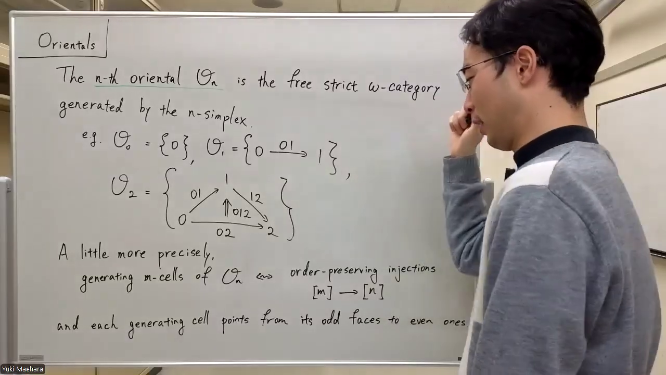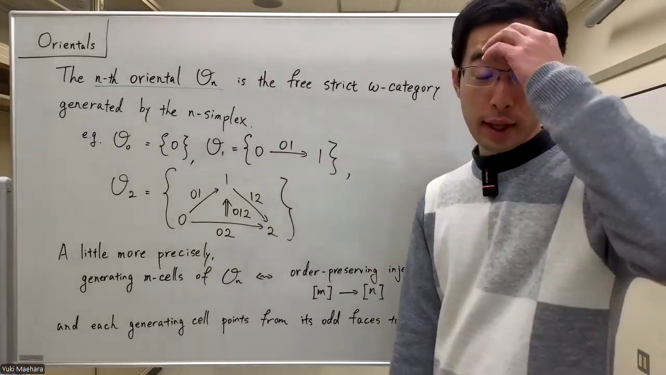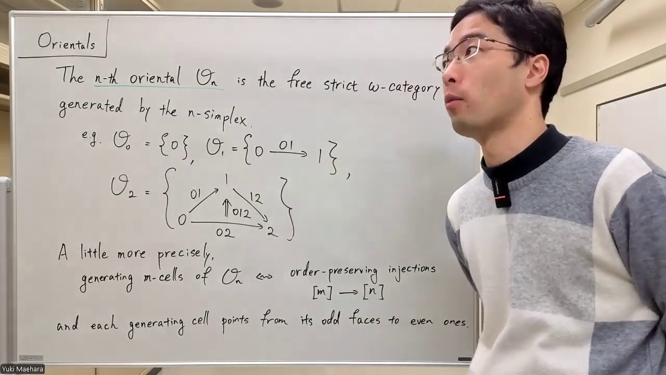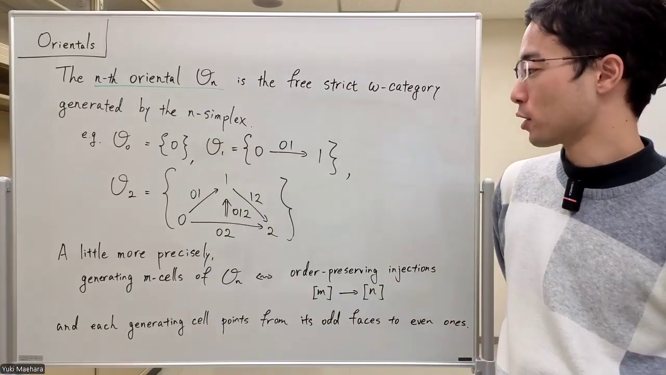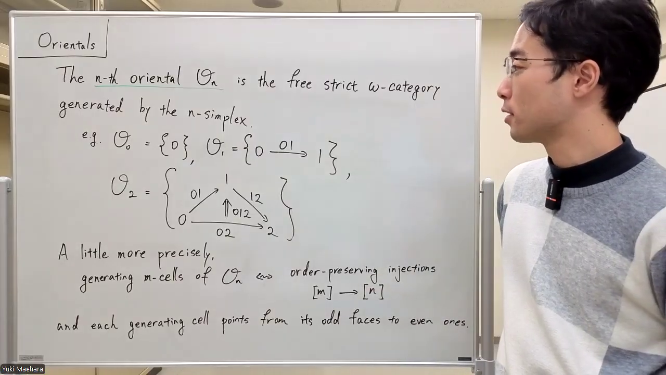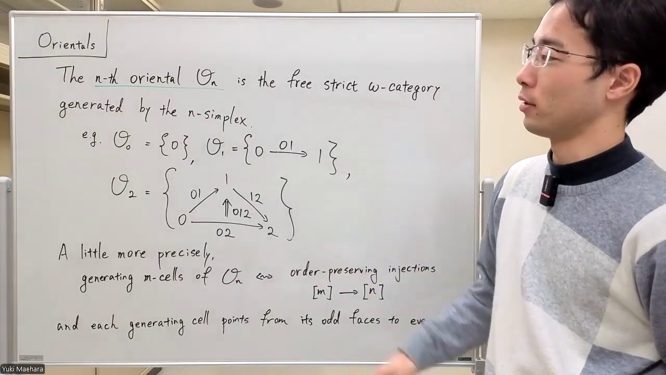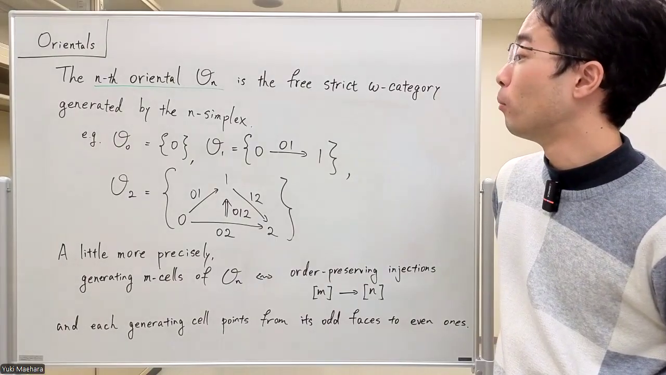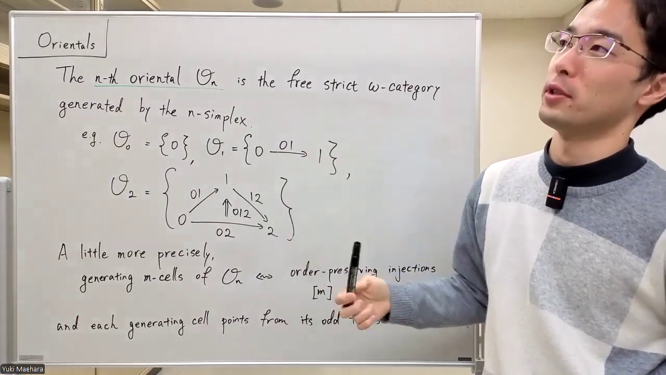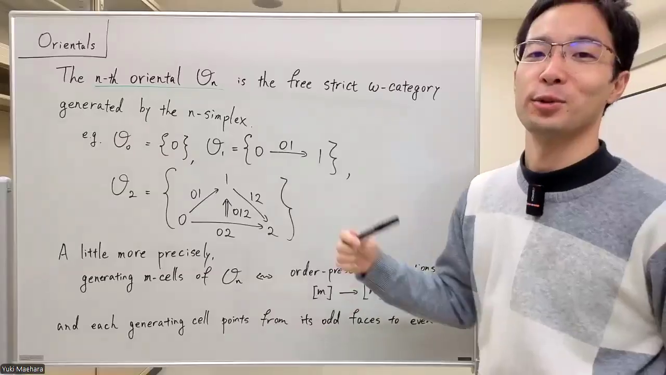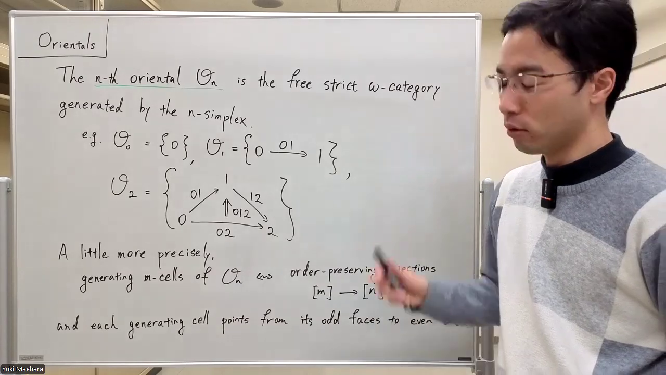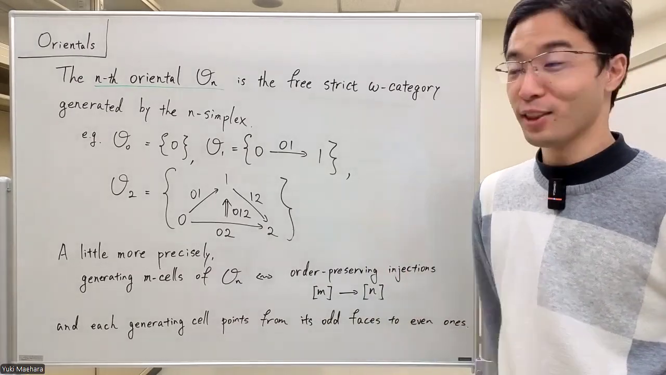But I will put a link to the paper, The Algebra of Oriented Simplexes by Street, in the description. If you read that paper, you can find the combinatorics behind the Orientals, and also more explicit descriptions of these O(n): not of the generating data, but of the actual cells of these omega categories. Although it is a lot of combinatorics.